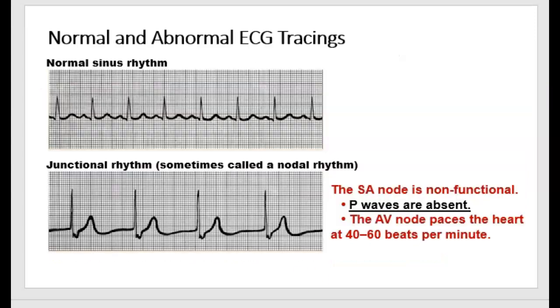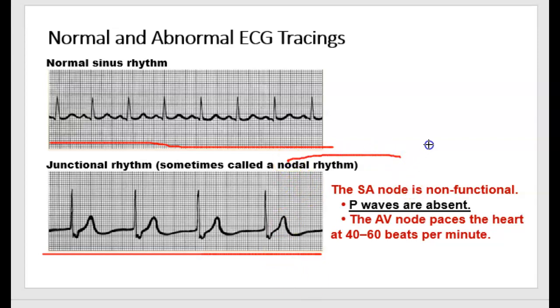Okay, let's look at some abnormal ECG tracings. This is a normal sinus rhythm up on top. And down below is something called a junctional rhythm or a nodal rhythm. Nodal refers to the AV node, not the SA node. So maybe junctional is better. Anyway, this occurs when the SA node is not functional. And you can tell this because we've got a nice QRS. Here's R up here.